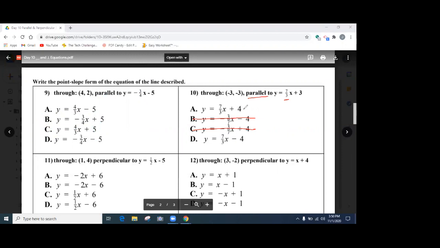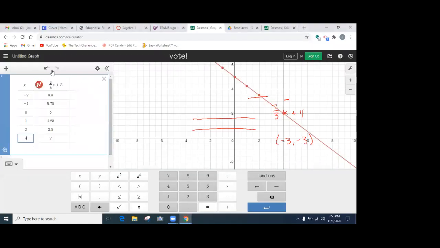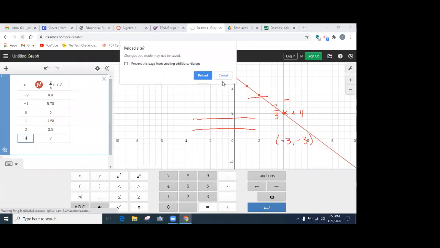All right. So it's going to be one of these two. So I'm going to type in 7/3x plus 4, and I'm looking for -3, -3. Okay. So reload it.